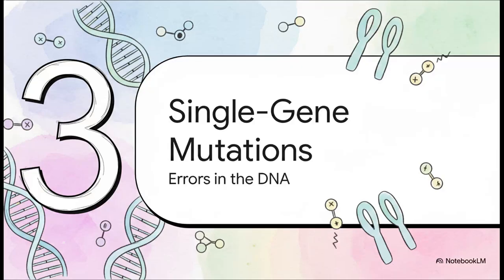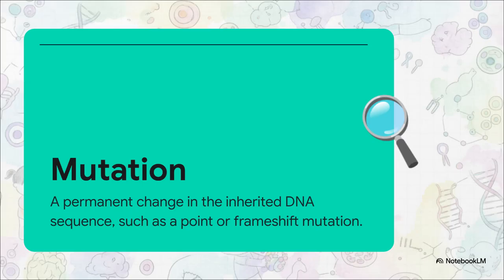Section 3, single gene mutations, errors in the DNA strand. Okay, zooming in even further from entire chromosomes, we arrive right at the DNA strand itself. So what is a mutation exactly? Simply put, it's a permanent change in your DNA.